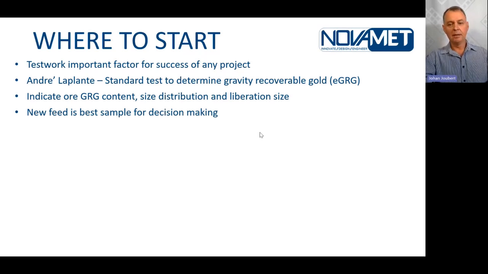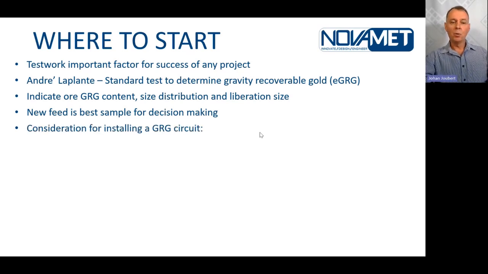Now, new feed is still the best sample to use for decision making. But when you do set up your test work campaigns, please use samples that do not contain any lockup, circulating loads, or a stream that cannot be upgraded. For example, a non-GRG stream.